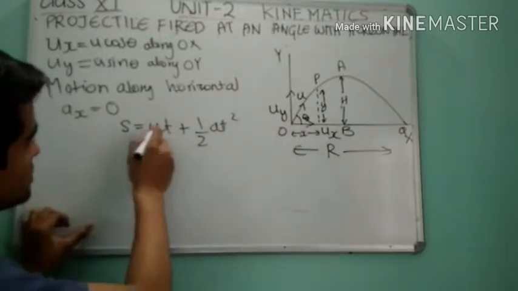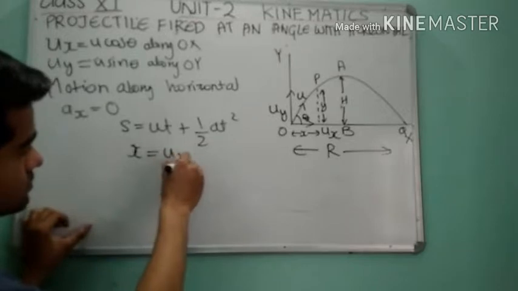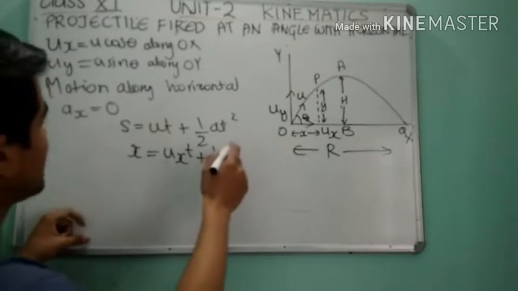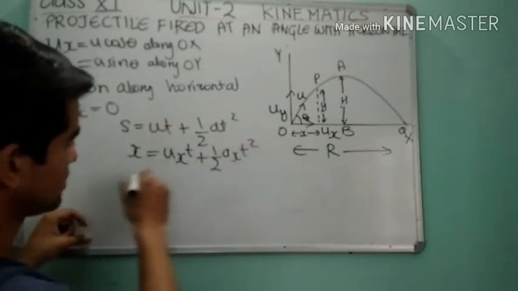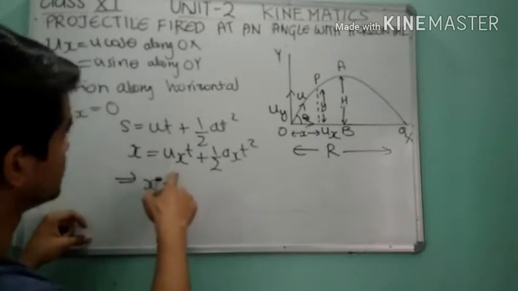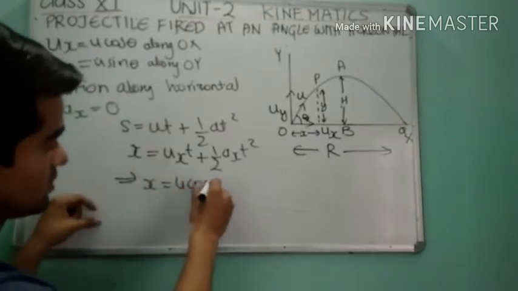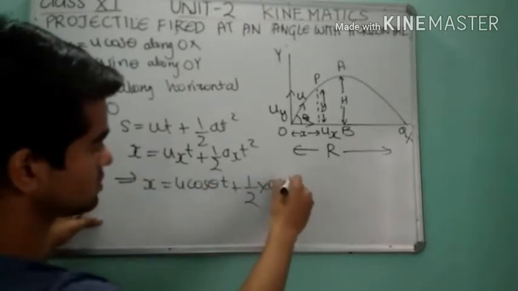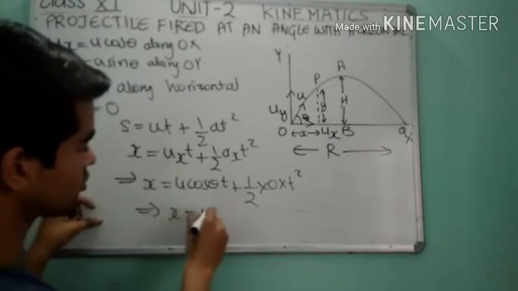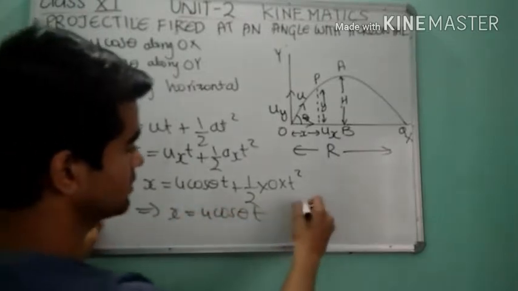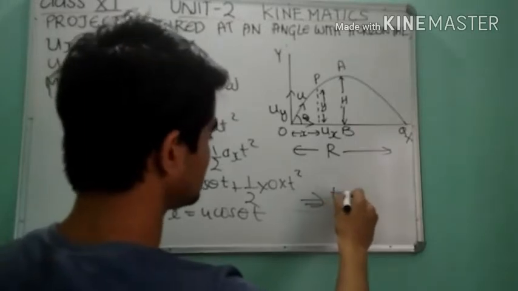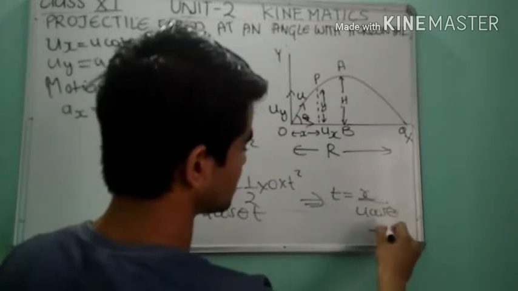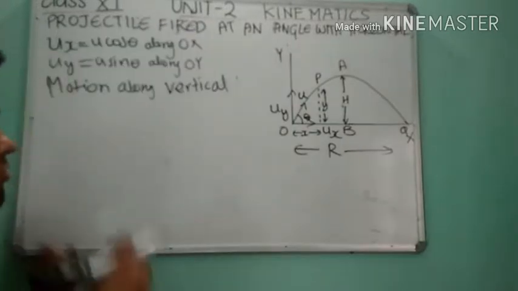So s becomes x and u becomes ux. Time is t, and half at square: a is ax here and time is t square. Again, x is equal to ux, which is u cos theta, times t plus half ax t square. ax is 0. So this becomes x is equal to u cos theta t. From this we can get t is equal to x upon u cos theta. This becomes the first equation.